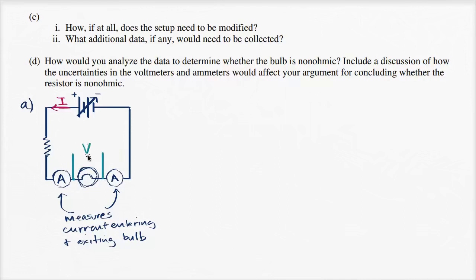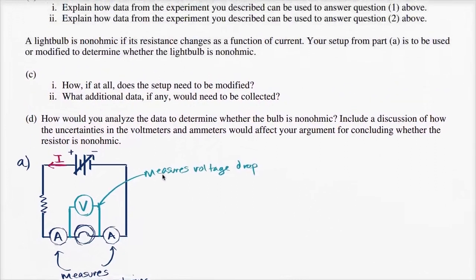So this is the voltmeter, and it's going to measure the voltage drop from one side to another. Just connect this there right over K. So this measures the voltage drop. Measures voltage drop. So I've drawn my diagram. Let's see, what else do I need to do?